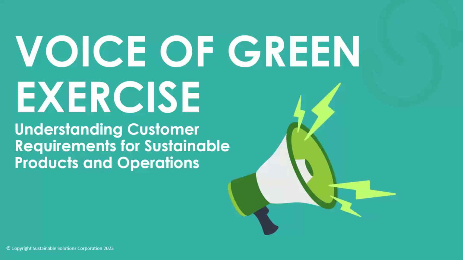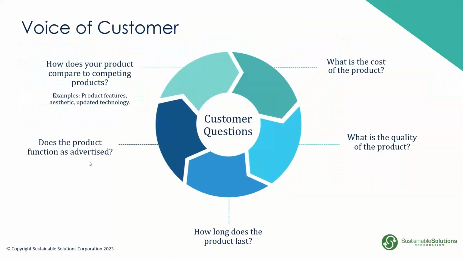This is our interactive exercise of the day. We call this the Voice of Green exercise. And really what we're looking to do here is we want to understand customer requirements for sustainable products and operations. So if you remember in our webinar last week, we talked about the stage gate process or the new product development process. Often a stage gate process or new product development process is driven by a marketing team that's listening to what we call voice of customer.